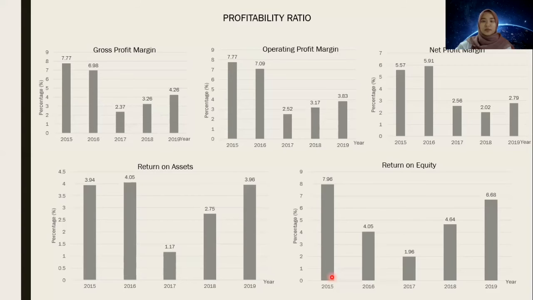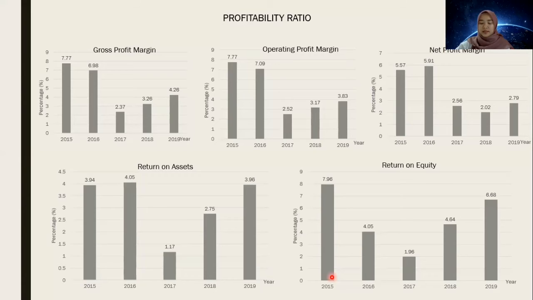So this is the last part in vertical analysis, which is profitability ratio. In profitability ratio, it indicates the higher the ratio, showed the better performance of Sime Darby Berhad. So in gross profit margin, the highest ratio was recorded on 2015 at 7.77%. And this means that Sime Darby Berhad is able to control the cost of goods sold relative to its sales revenue. And then for operating profit margin, the highest ratio was on 2015, recorded at 7.77%.